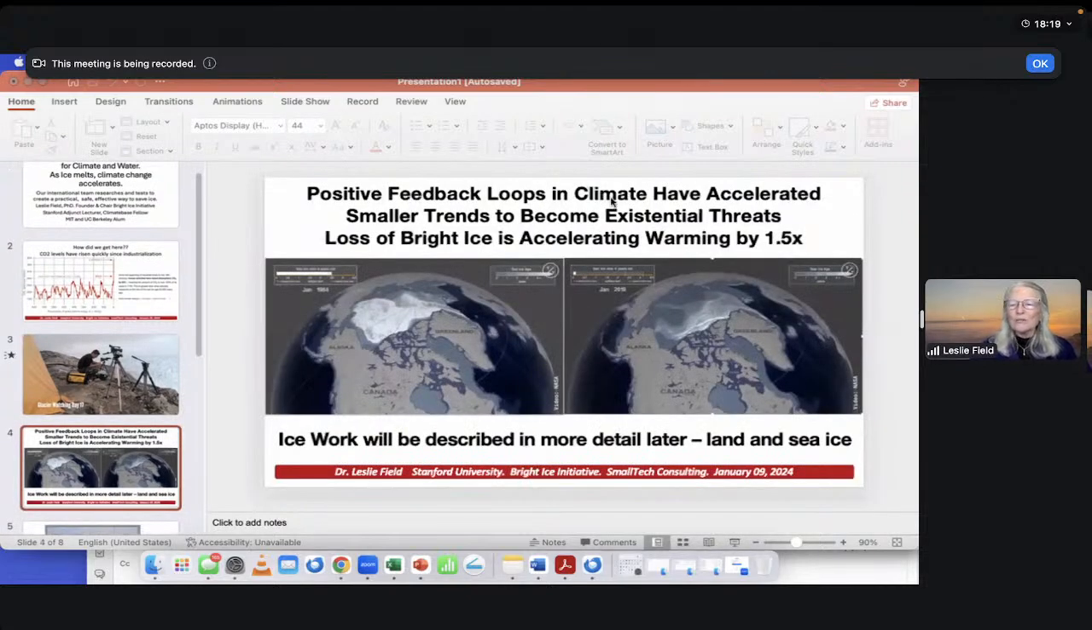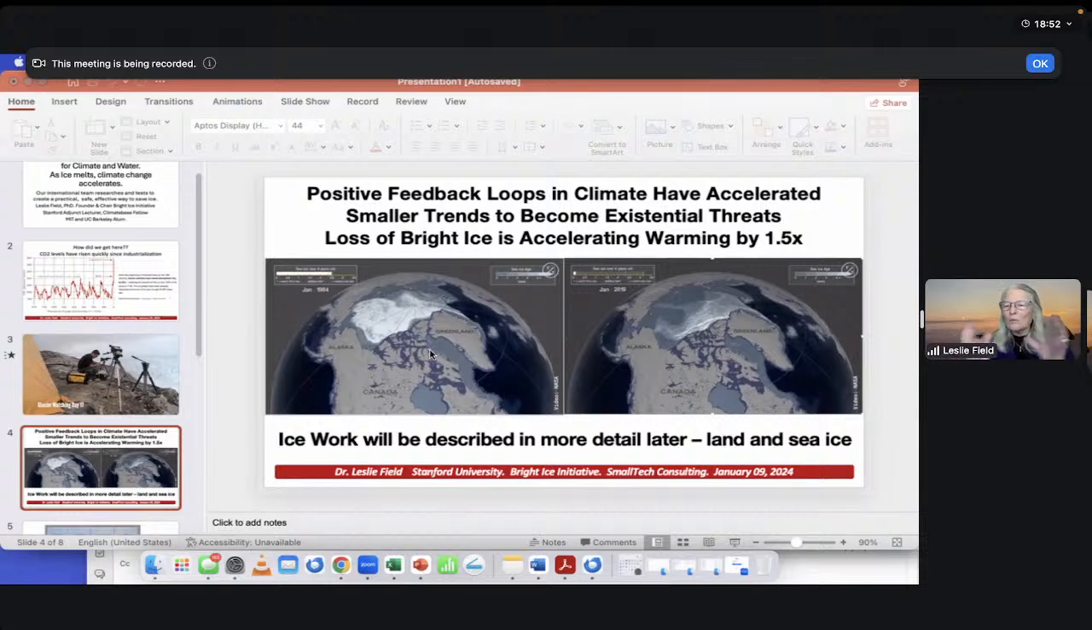And it's these positive feedback loops that have accelerated the melt, the temperature rise, by a factor of about 1.5, and that was in older times. Since things are accelerating here, it's probably much faster now. And so I at first looked at ocean ice, which you're looking at here. I hope you can see my pointer.